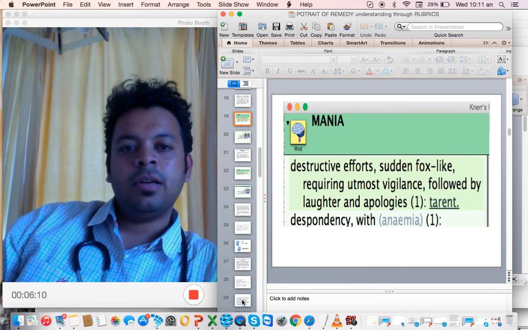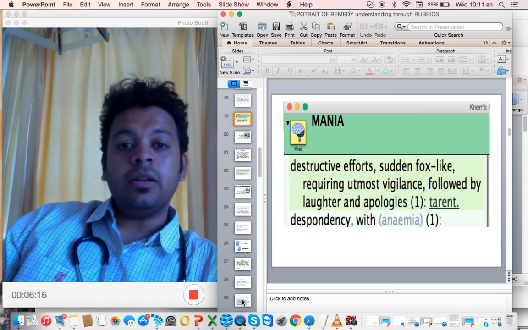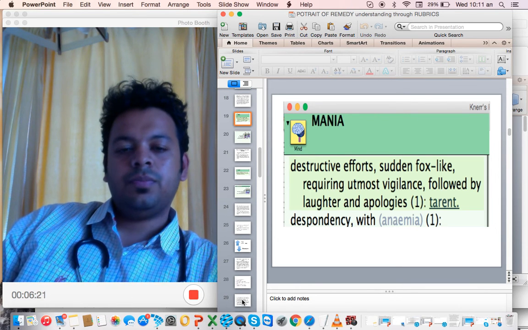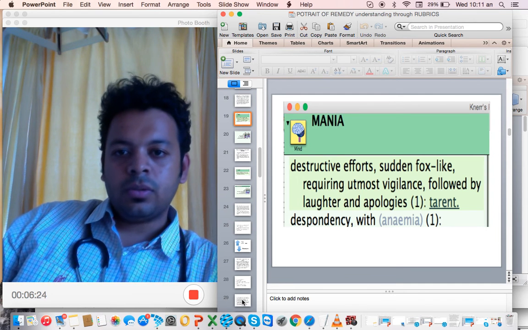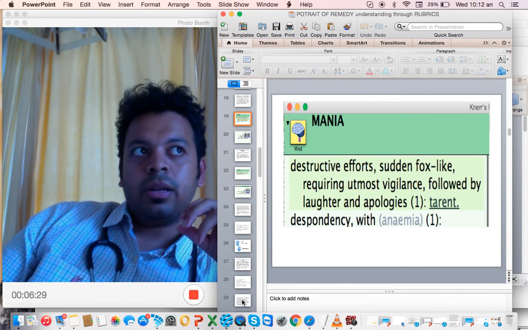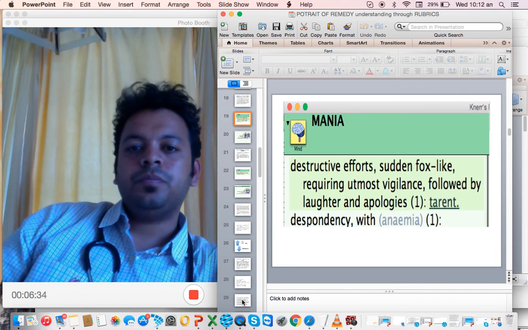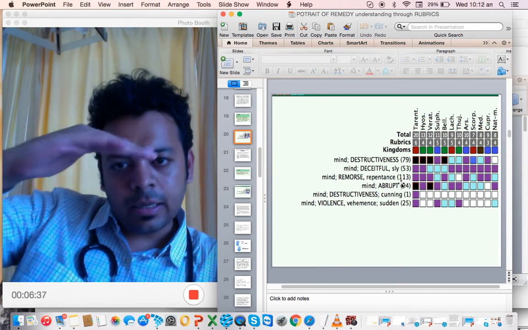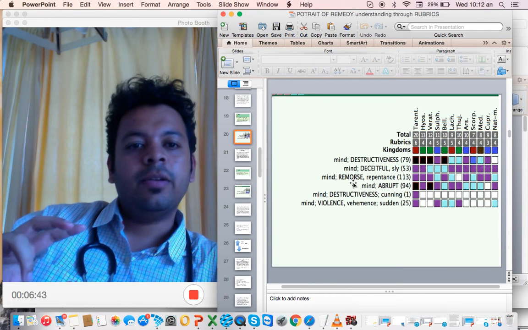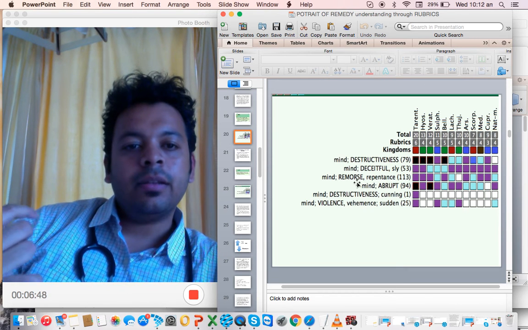Let's take an example. See this rubric of tarantula: mania, destructive efforts, sudden, fox-like, recurring utmost vigilance, followed by laughter and apology. What it means is that tarantula will do something very sudden, fox-like, deceitful, and then very alertly, after doing that destructive thing, he will laugh and then say, I'm sorry. This can be cut down into different aspects, different components. One, it's destructive. One, it's sly, fox-like, very sudden, abrupt, destructive in a cunning way, will do violently and then say sorry.